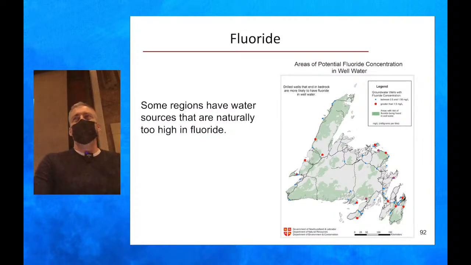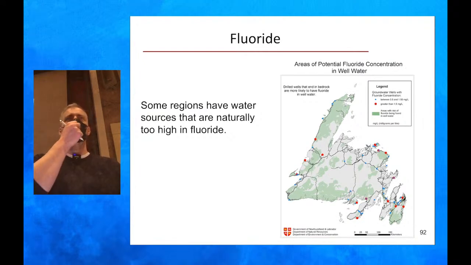Some places actually have naturally high levels of fluoride in the water. In fact, too high. So this is a map of Newfoundland where everywhere you see a red dot are areas where the local groundwater concentration of fluoride exceeds the maximum allowable limit by Health Canada just because of natural minerals and whatever that's underground that's in contact with the water. So in those situations, I guess the best way to get rid of the extra fluoride would be reverse osmosis. So you could remove it that way.